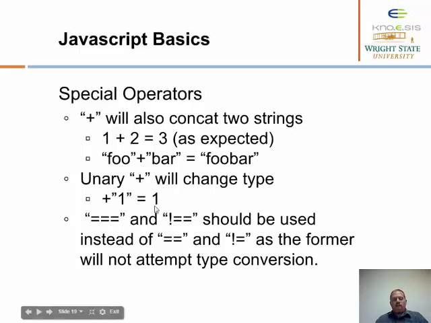In most programming languages, you would use a double equals for equality checking. In JavaScript, you can do that, but when you do, it will attempt type conversion, and that can lead to some unexpected results. So make sure you know what all your variable types are, and use the triple equals and the bang double equals for equality testing.